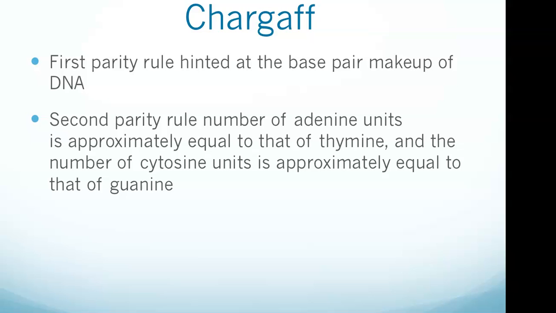The second parity rule was discovered in 1968. It states that in single-stranded DNA, the number of adenine units is approximately equal to that of thymine, and the number of cytosine units is approximately equal to that of guanine. He also observed that the relative amounts of guanine, cytosine, adenine, and thymine bases vary from one species to another. This hinted that DNA rather than protein could be the genetic material.